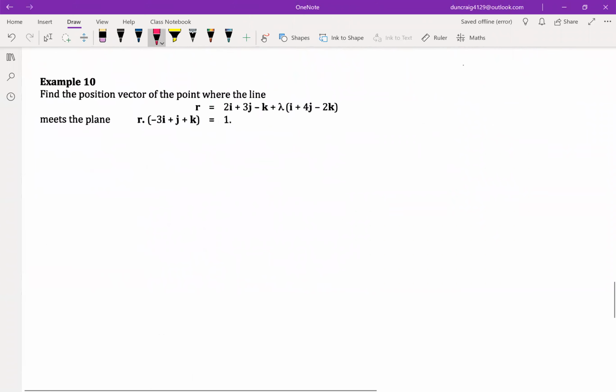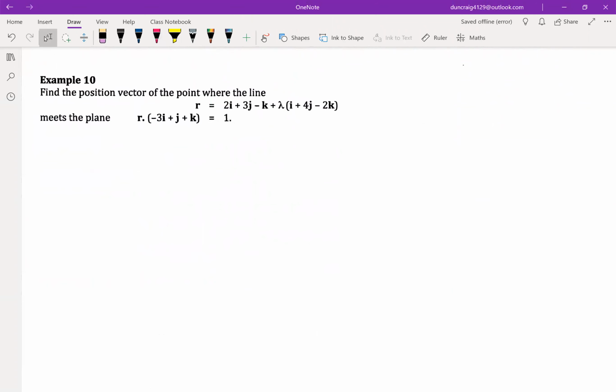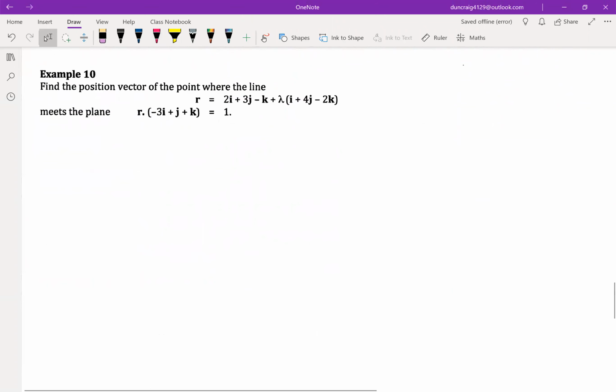Alrighty. Another example here: find the position vector of a point where the line meets the plane. We've got a line and a plane, and I want to find what that point is. Essentially, I'm just going to rewrite this out. Let's change color again. So let's see here, we've got a line.